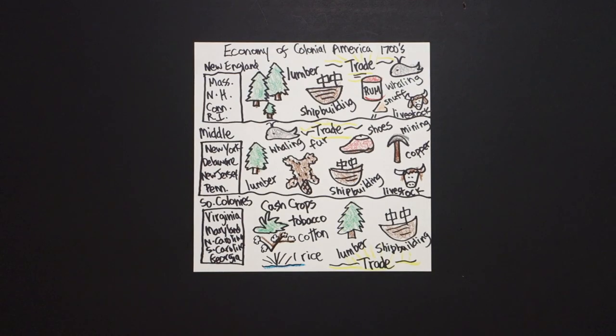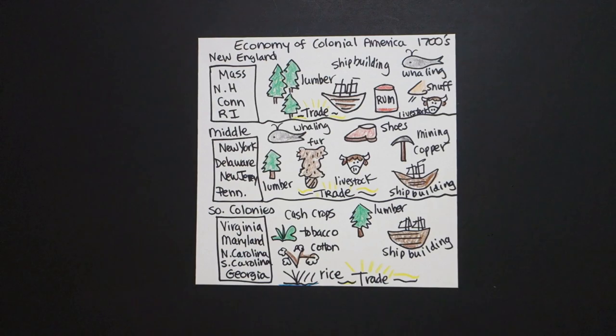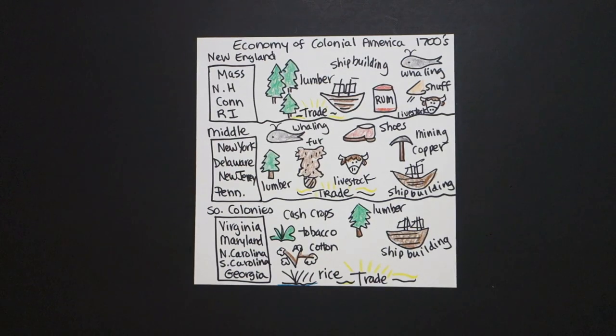Let's see what this looks like all colored in. Okay, here is my chart of the economy of colonial America in the 1700s. The two main things to remember are the colonies were natural resources and the whole meaning behind trade.